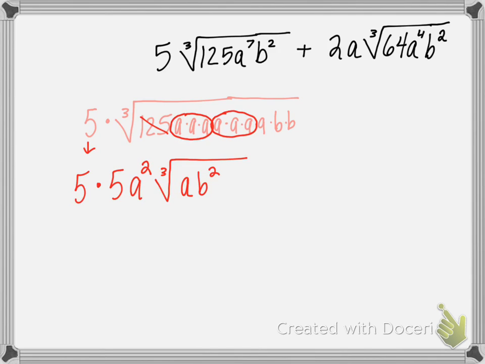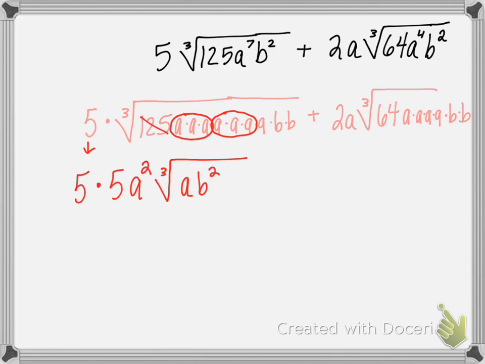All right, let's simplify the next root. So I have 2a times the third root of 64. I know I can take the third root of 64. That's going to be a whole number. So I'm going to expand a to the 4th and then b squared.